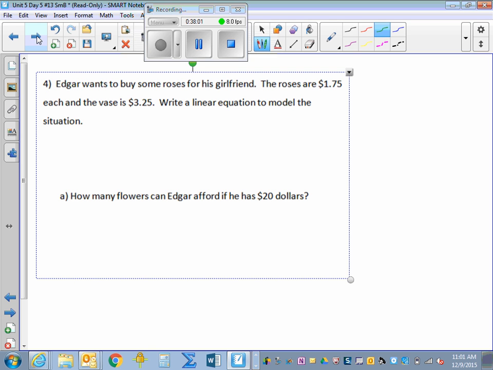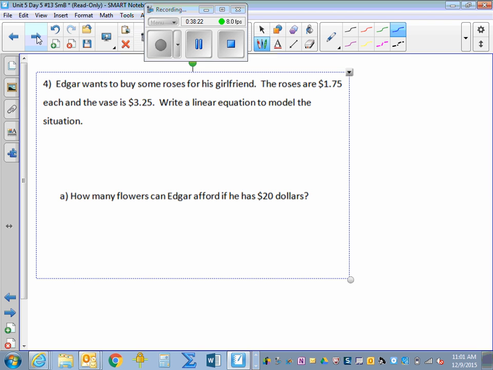Edgar wants to buy some roses for his girlfriend. The roses are $1.75 each, and the base is $3.25. Write a linear equation to model the situation. Alright, let's break this down again.